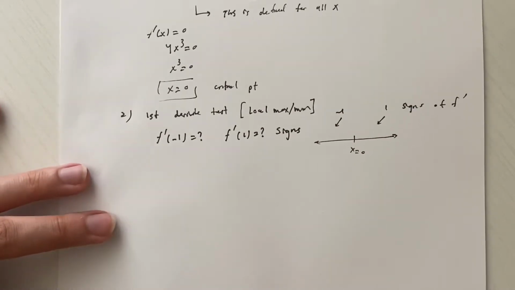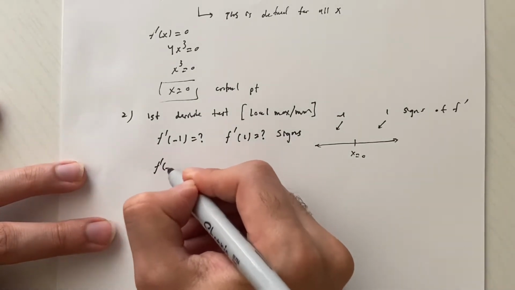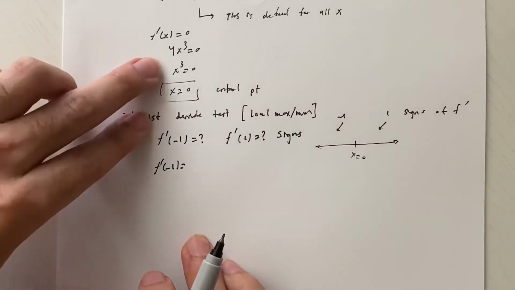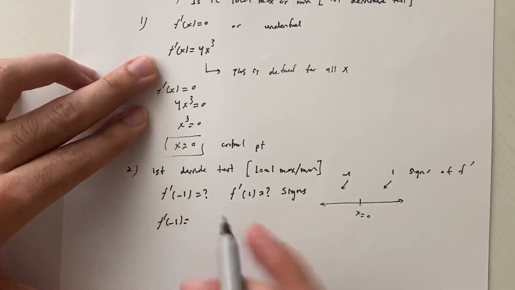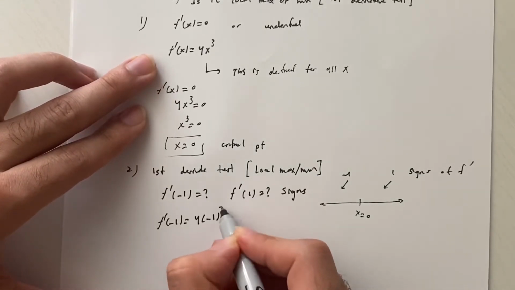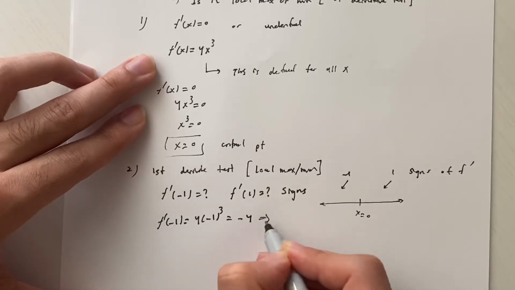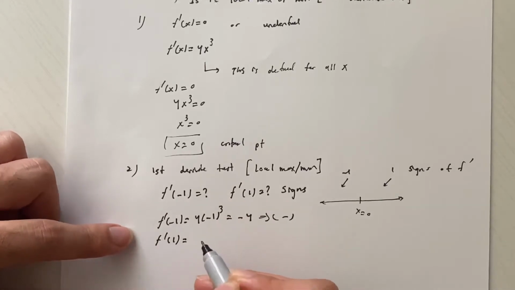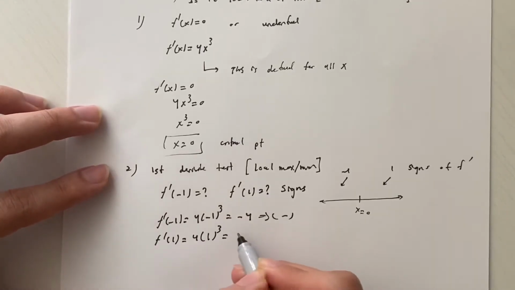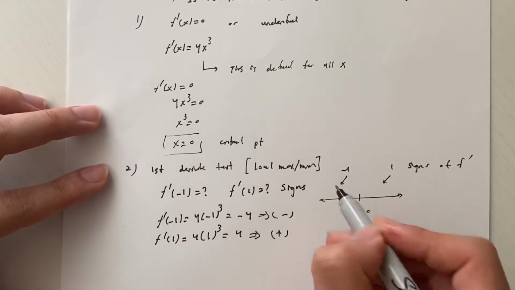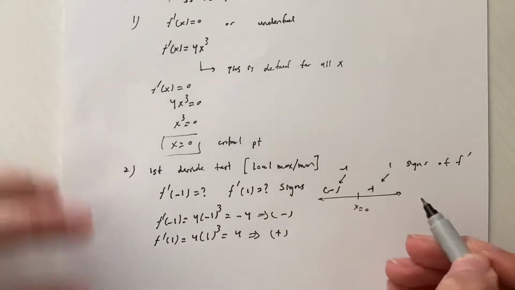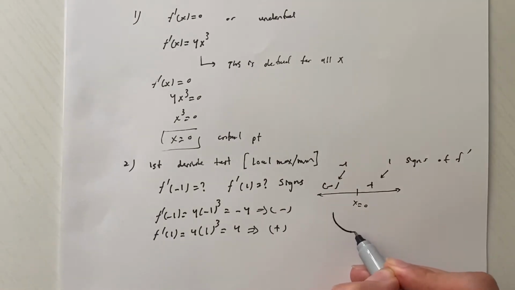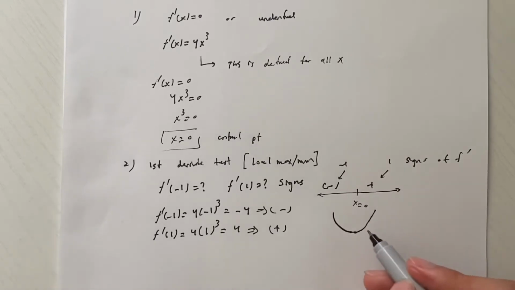So for x equal to minus 1, this is our derivative, 4x cubed. This is going to be 4 times minus 1 cubed. This will result in a negative sign. And then when we take x equal to 1, it's going to be 4 multiplied by 1 cubed. It's going to be a positive number. So I'm going to mark that on our x-axis. So we are going from negative to positive in the derivative. So negative and then positive. So what does this mean? This means that x equals 0 is a local minimum.